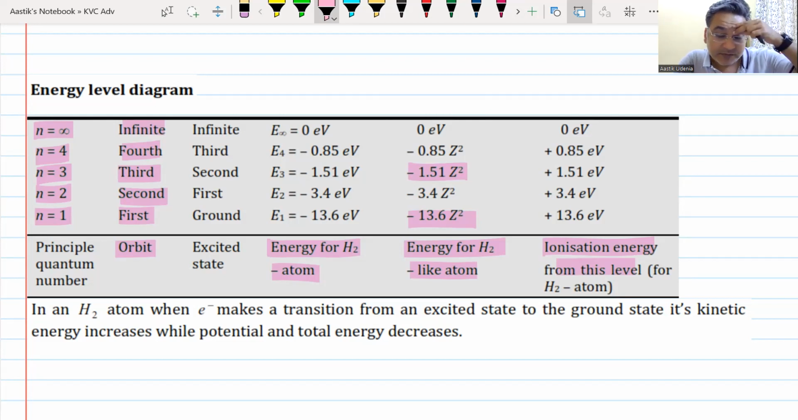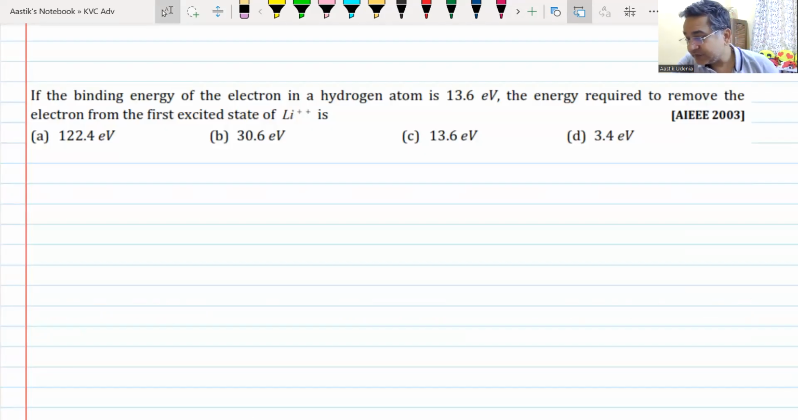This is a question that appeared in one of the previous JEEs. It was known as IIT-JEE back then. If the binding energy of an electron in the hydrogen atom is 13.6 eV, they might not give you that, the energy required to remove the electron from the first excited state of Li 2+ is.